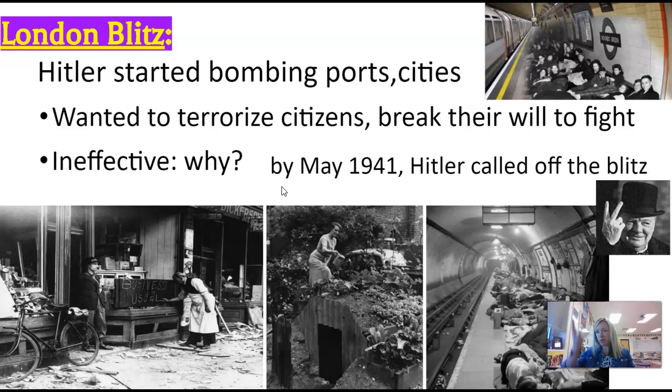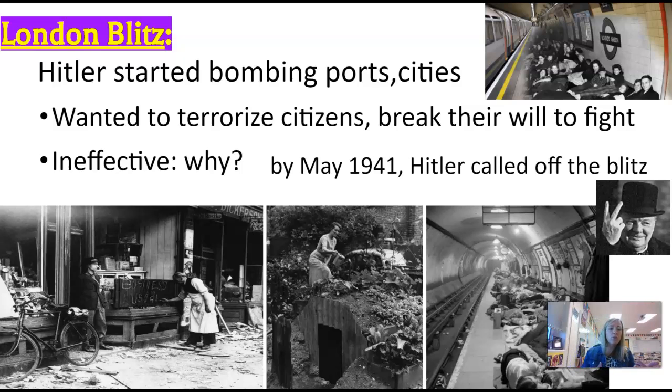bombs are raining down on the city. People are fleeing, businesses are destroyed, people are dying. And it continues for almost a month, non-stop, and then just intermittently for about another year. But the British people never give in.